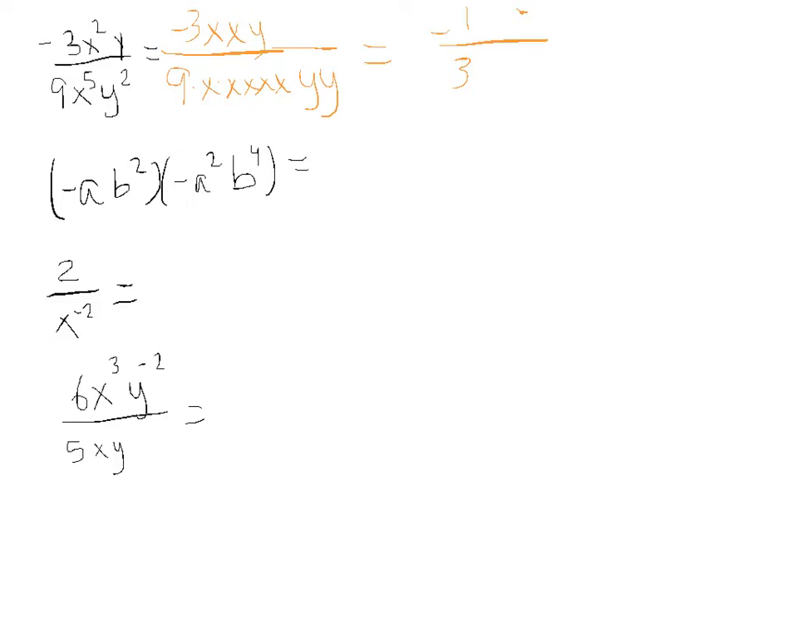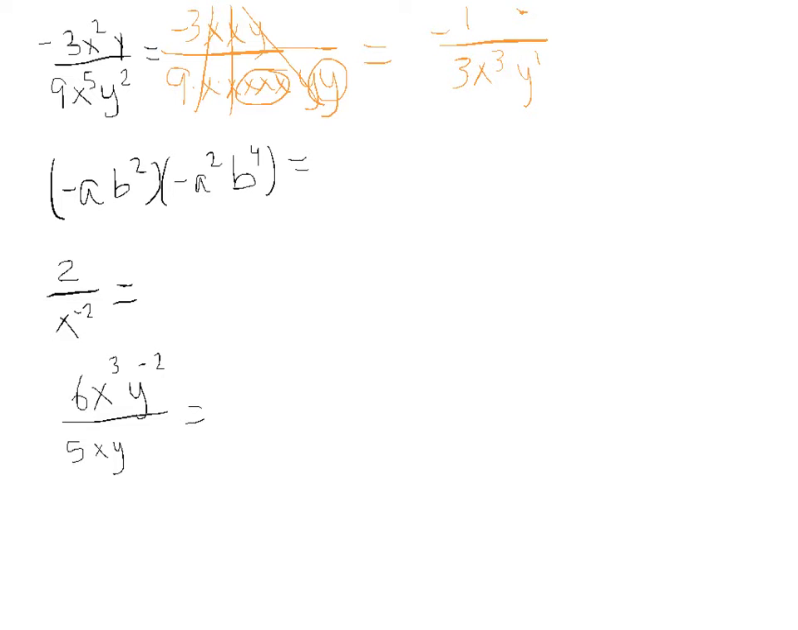Then look at my x's. I can cancel out one x and another x, and I have 3 x's remaining in my denominator, x to the 3rd, and my y's. I can cancel out one y, and I have one more y remaining in my denominator, y to the 1st. That one's all the way finished.